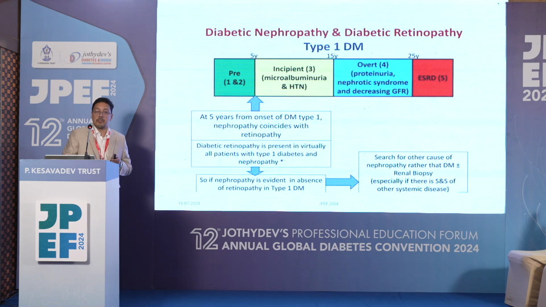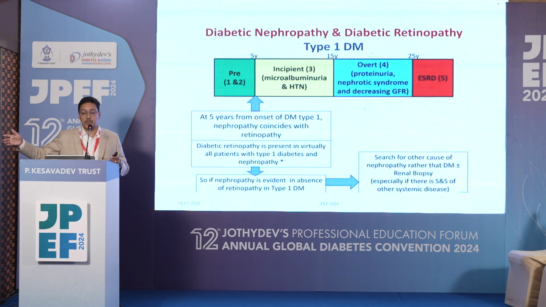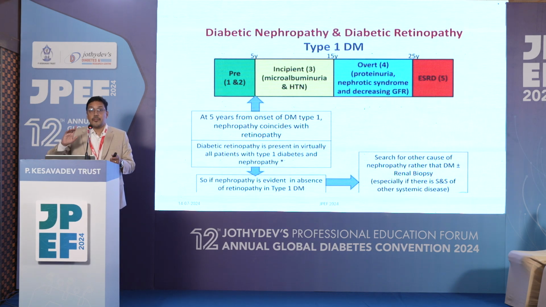Coming to the retinopathy part, in type 1 diabetes, there is a clear-cut natural progression through different stages. After 5 years of onset of diabetes, retinopathy and nephropathy correlate well, that is, 100% of patients with some amount of nephropathy will have retinopathy. So if you see a type 1 diabetes patient having nephropathy but no retinopathy, always search for other causes of nephropathy, and a renal biopsy may be indicated.